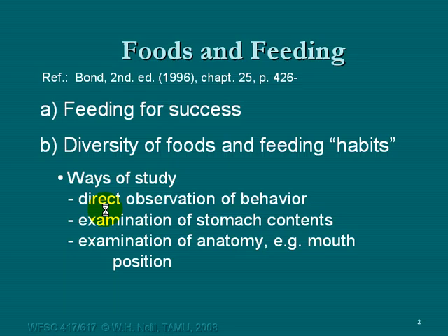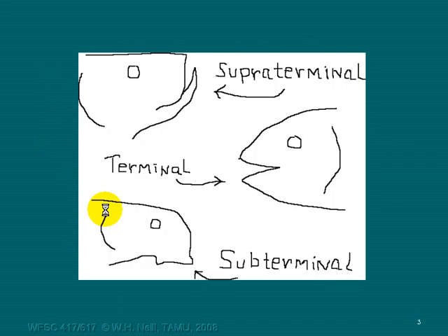If the animal that you're dealing with is coming out of a museum jar, or if it's a fossil in a rock, then you're not going to be very successful either in direct observation or stomach contents. It might be possible to see preserved fossilized stomach contents, but normally inferences have to be drawn by looking at the anatomy of the preserved specimen. For example, mouth position.